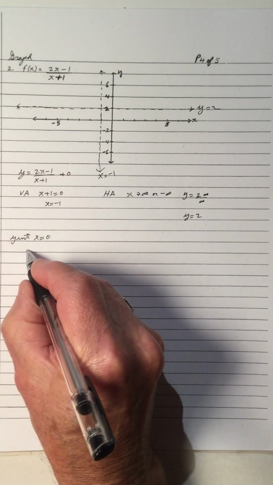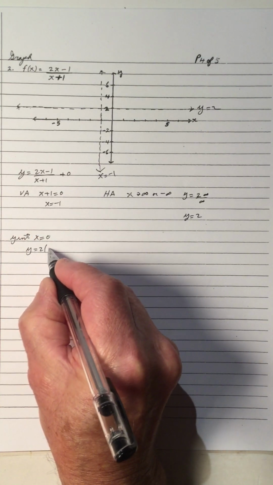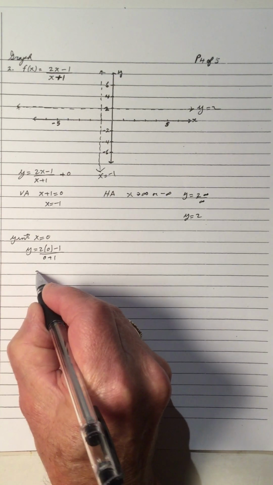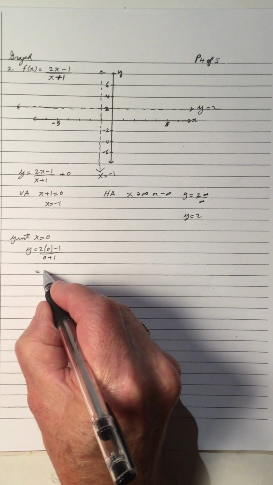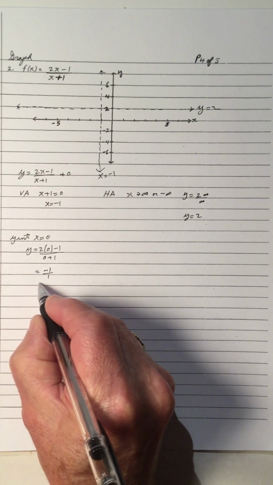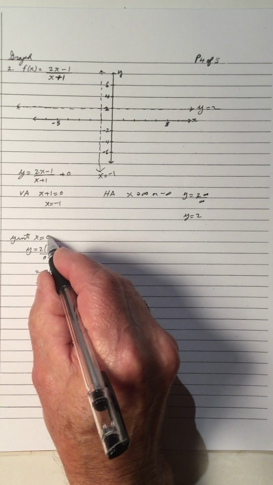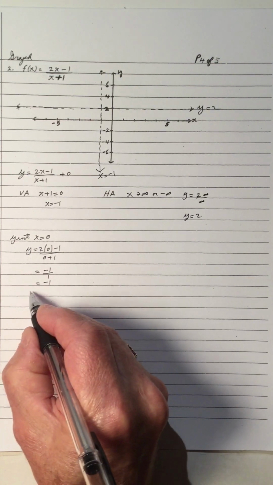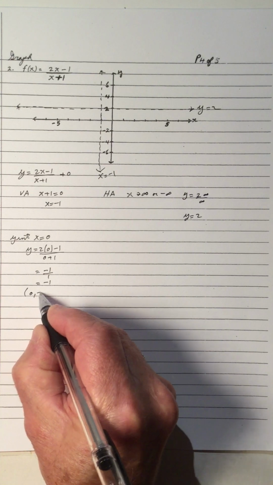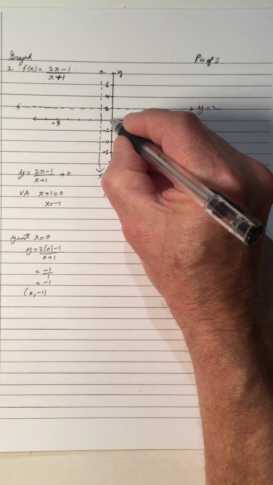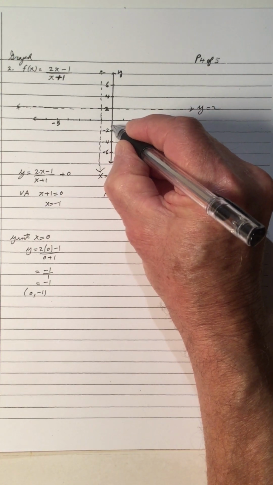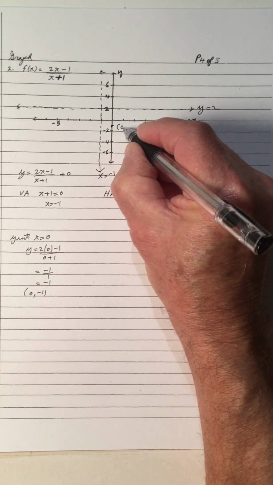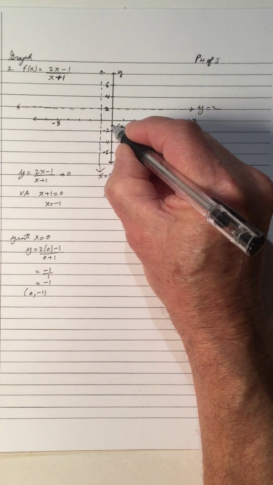Take the equation, so y equals (2 times 0 minus 1) over (0 plus 1). 2 times 0 is 0, so we get negative 1 over 1. So the y-intercept, the point when x is 0, is negative 1. X is 0 right here, and y is negative 1, so that's this point here. So it's (0, negative 1), so it's going through here.